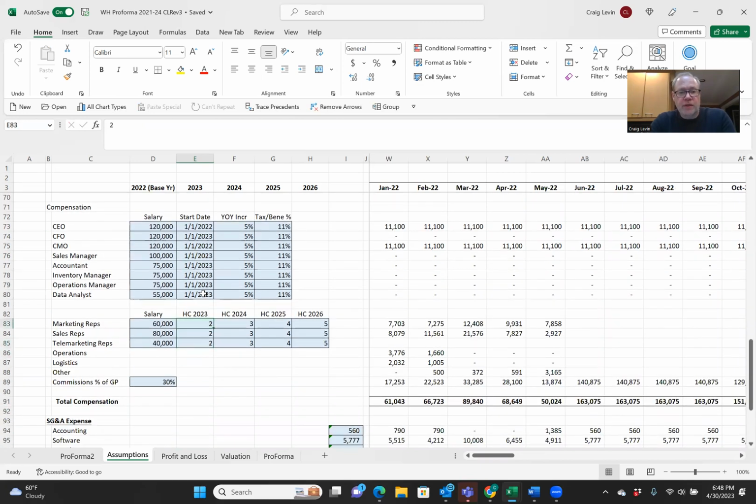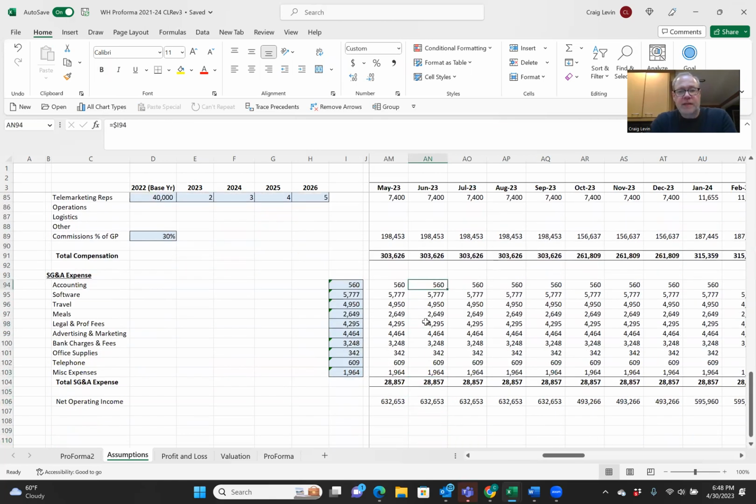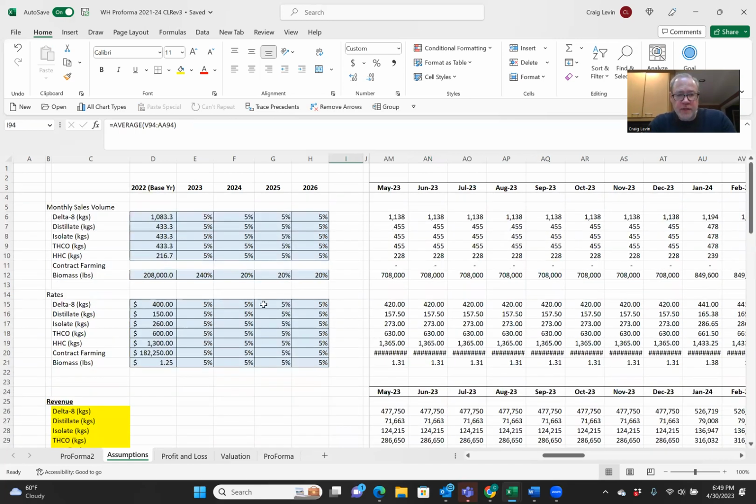Okay, here is an assumption of headcount in future years for marketing reps, sales reps, telemarketing reps, and the full compensation that would go to those groups of people. And then lastly, the company was spending an average of $560 a month in accounting. So that is assumed here as well. It's all referencing these cells. And I didn't mention it, but the highlighted blue cells are what I like to use to fill in the model with assumptions.